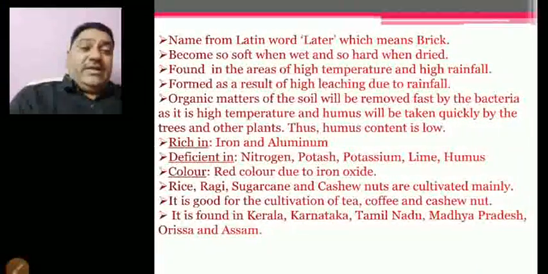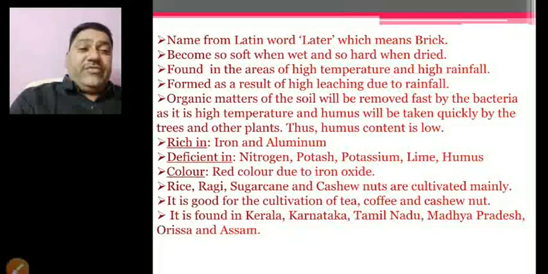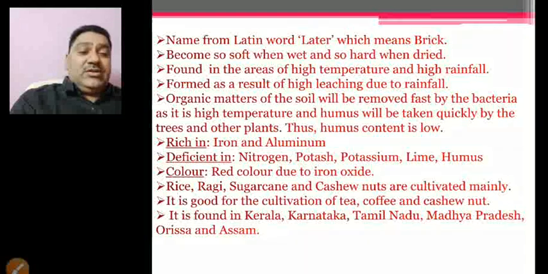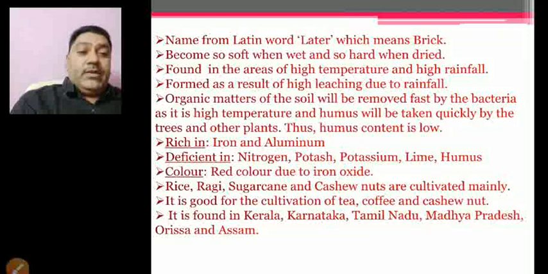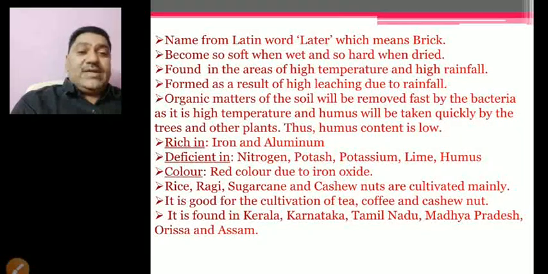Now the name laterite is derived from Latin word later, which means brick, and it becomes soft when it is wet and hard when it is dry. Now it is found in those areas which have very high temperature as well as very high rainfall. Now due to high rainfall, it undergoes leaching, that is, top layer is removed along with the nutrients, and due to high temperature, decomposers like bacteria are destroyed. So it doesn't have important organic material called as humus.